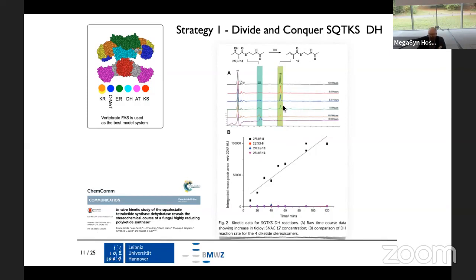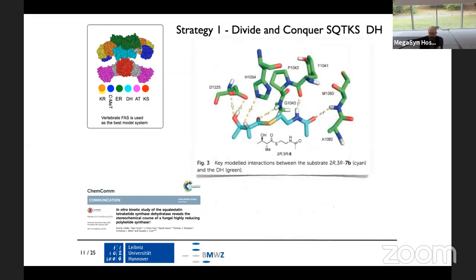So for example, looking at the stereochemistry, we can show that only the 2R3R intermediate is turned over, none of the others that we make get turned over. So these are highly stereoselective, but when we make longer intermediates, they all get turned over, as long as they have the correct stereochemistry. So we have to balance out the stereoselectivity and the substrate selectivity.